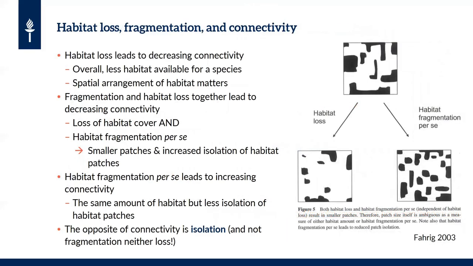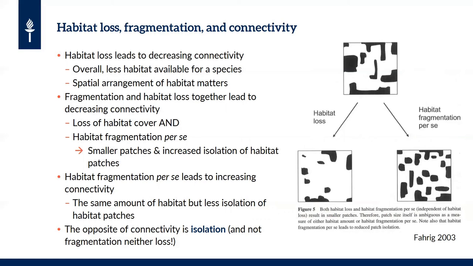In an earlier lecture, we got familiar with the concept of fragmentation and the way it is tied to habitat loss. The disappearance of habitat leads to decreased connectivity, as there is less habitat available for focal species within the landscape. However, also the spatial arrangement of habitat feeds into connectivity. If all habitat is located in one patch, the internal connectivity of that patch is high. If habitat loss and fragmentation occur together, which often is the case, connectivity decreases quite drastically, as there are smaller patches with longer distances in between.